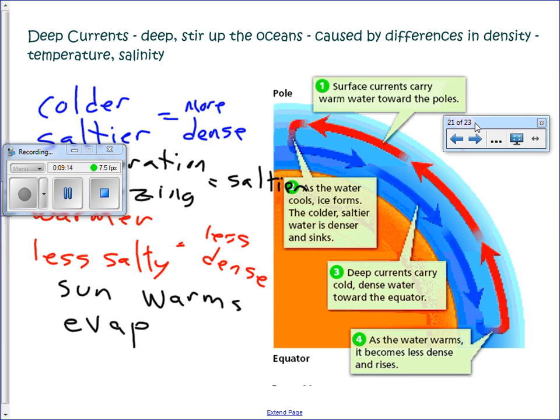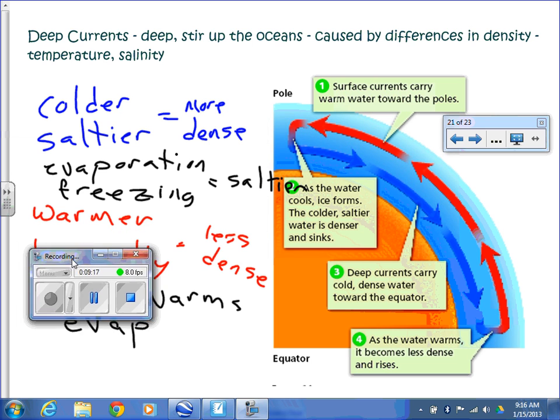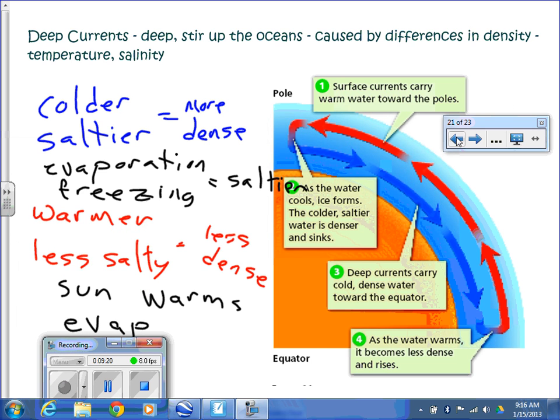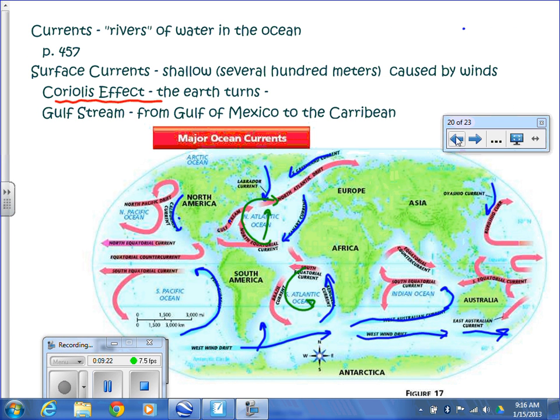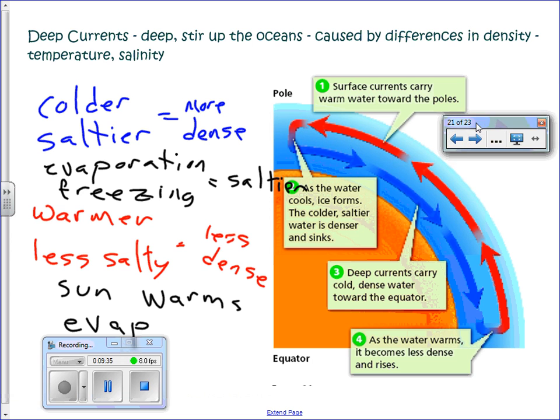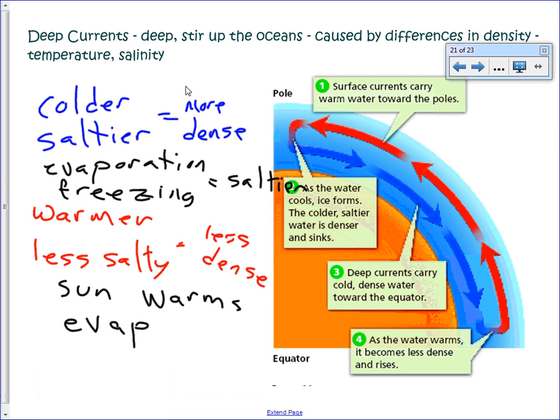Okay, and here, showing the deep currents, going back just a second, this one is primarily the surface currents caused by the winds and the Coriolis effect. And they're very predictable. The prevailing winds are predictable and don't change a lot. So then the deep currents, obviously they go deeper than several hundred meters. They stir up the oceans, and they're caused by differences in density, temperature, and saltiness, salinity. So density is going to be affected by these things.